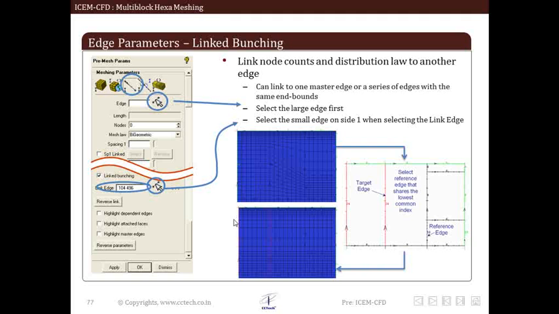Mostly this option is used if there are splits that do not cross a block, but the mesh distribution on both sides needs to match. As shown in the figure, the smaller edge length is linked to the larger edge. Thus, changes made in the smaller edge will be automatically reflected in the larger one.